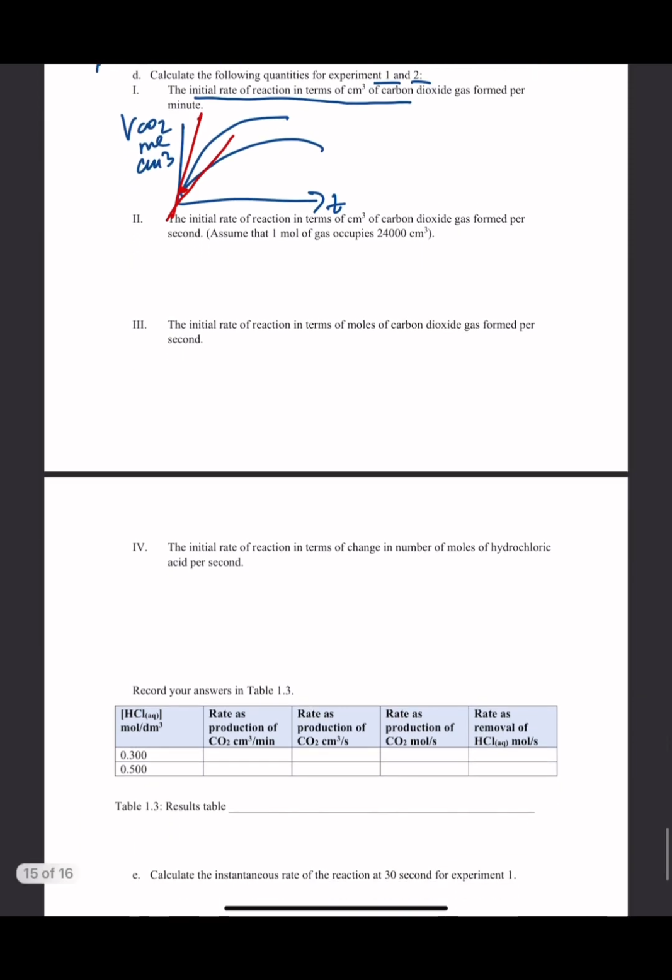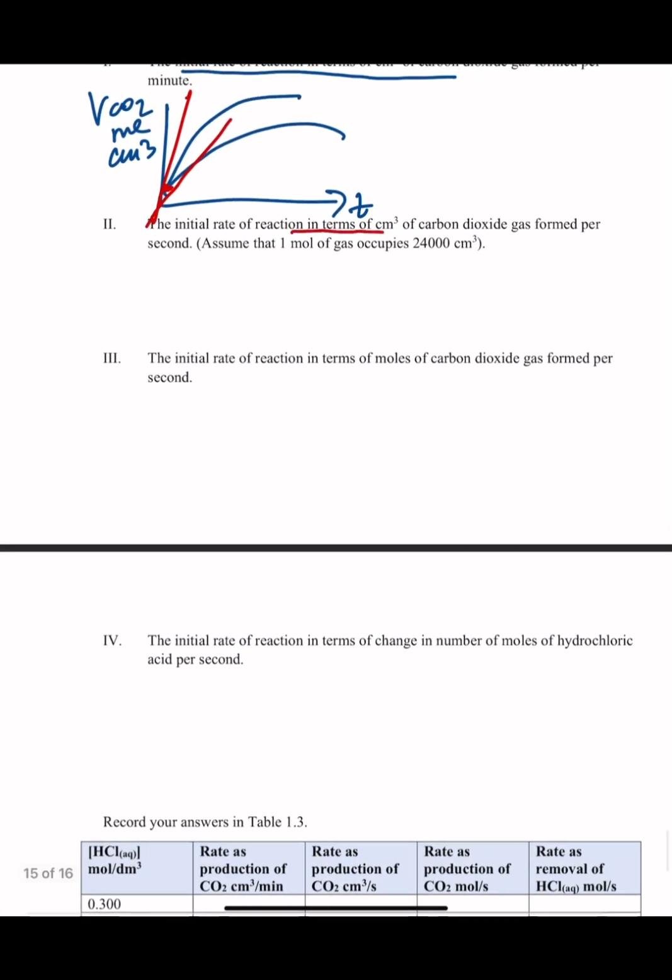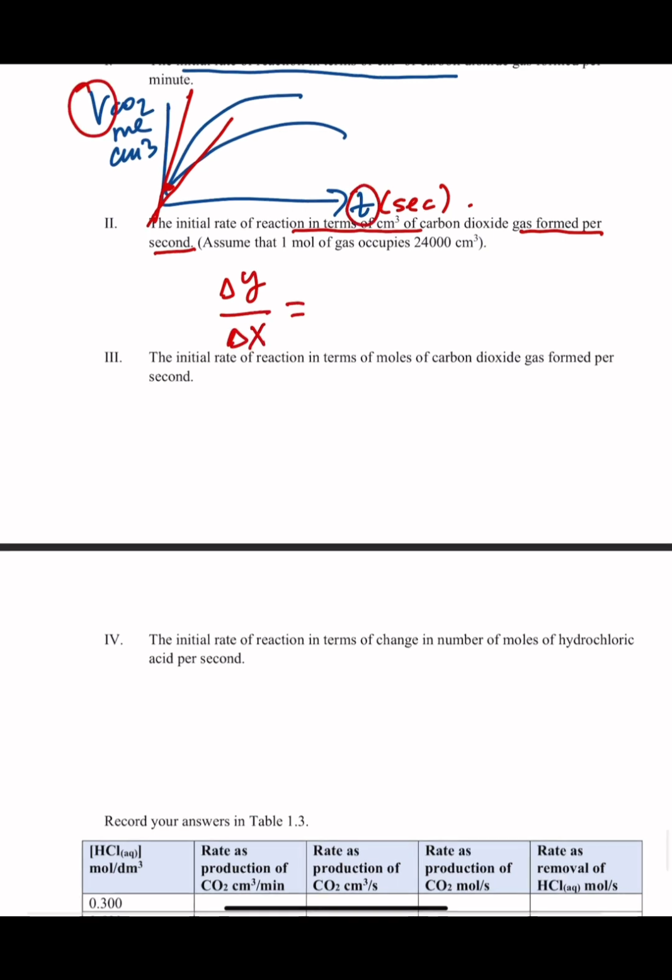And then it says over here, initial rate of reaction in terms of centimeter cube of carbon dioxide gas per second. Because your time was given in here as second, as soon as you find your graph, delta y over delta x, which is over here, this is V, right? And this is t, which is delta V over delta t. And then from here, you can get your value in centimeter cube over second.